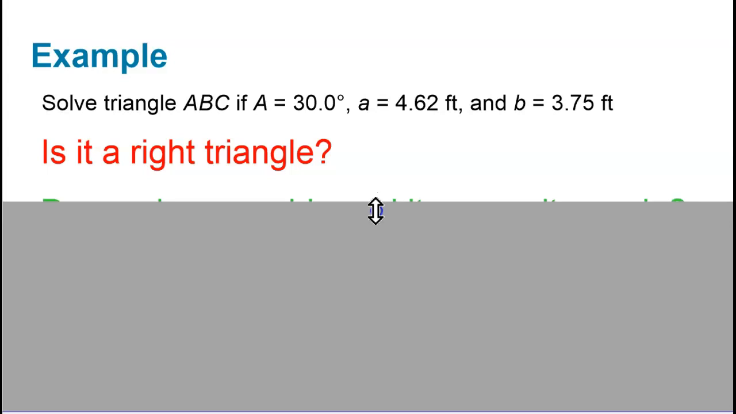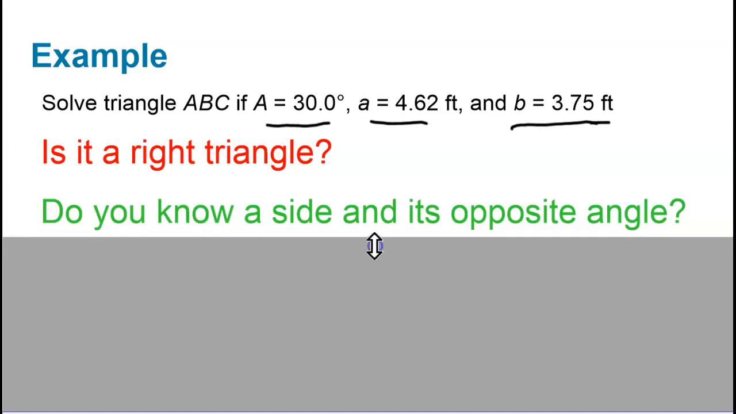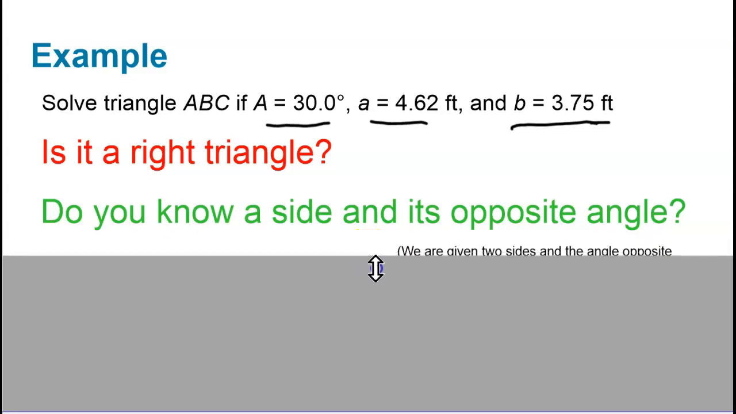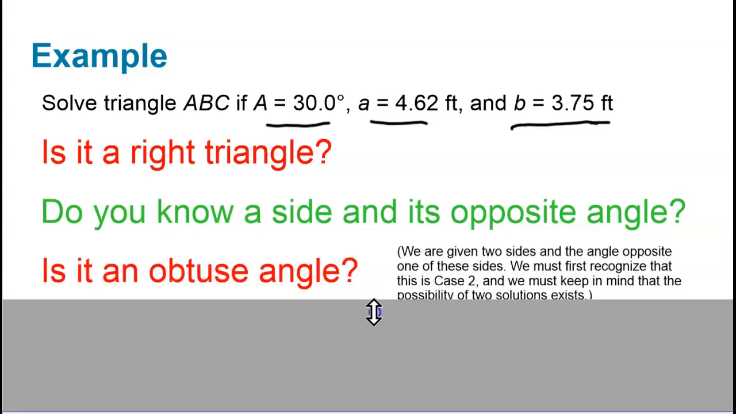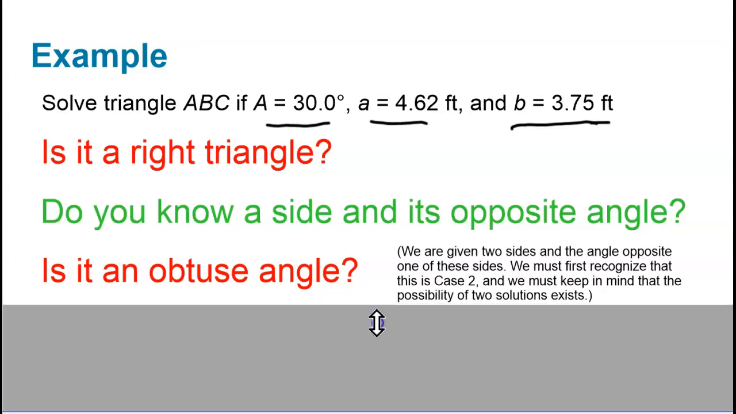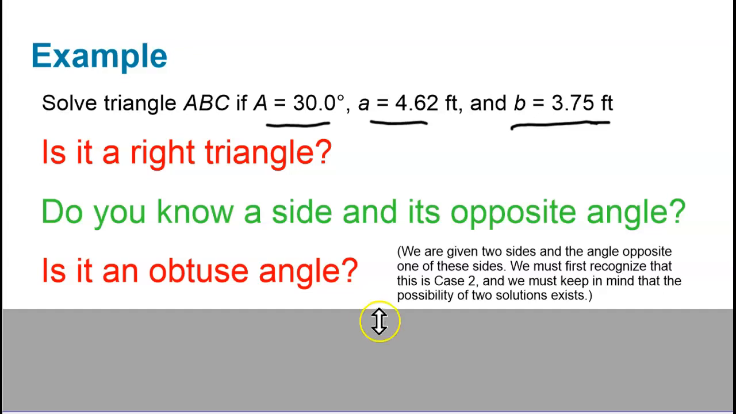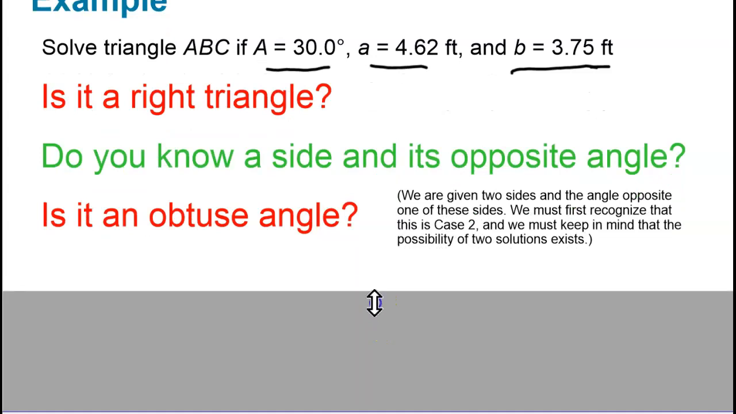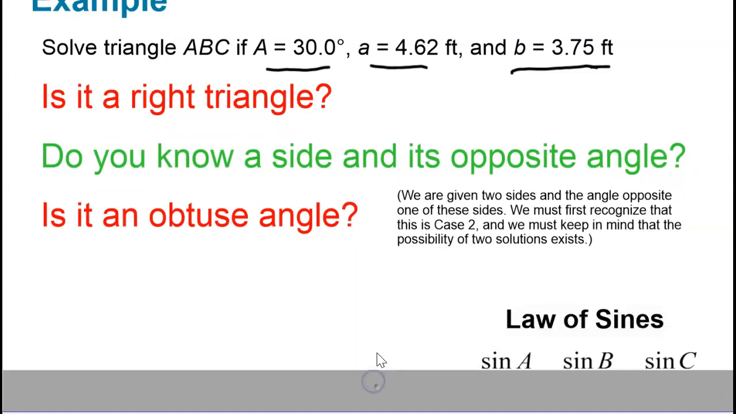And we are given two sides and an angle. And so we have a side a and its opposite angle. So okay, we're going to go ahead then. We know that this is a case 2 problem then. Is it an obtuse angle? No, it's not an obtuse angle, so we know that it's case 2 and it is an acute angle, so it can possibly have 1, 2, or no possible answers. Okay, so then we know that we can work with the law of sines to be able to figure out the answer to this problem.